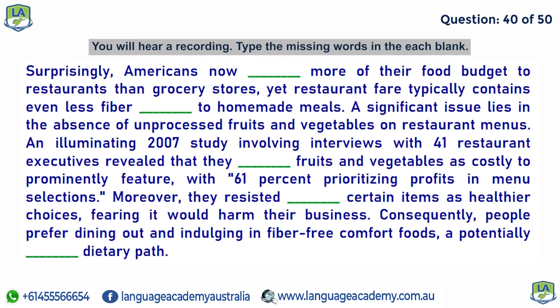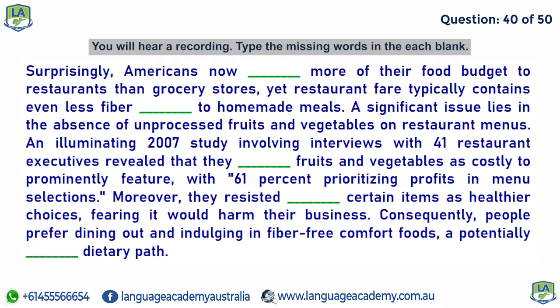Surprisingly, Americans now allocate more of their food budget to restaurants than grocery stores, yet restaurant fare typically contains even less fiber compared to homemade meals. A significant issue lies in the absence of unprocessed fruits and vegetables on restaurant menus.